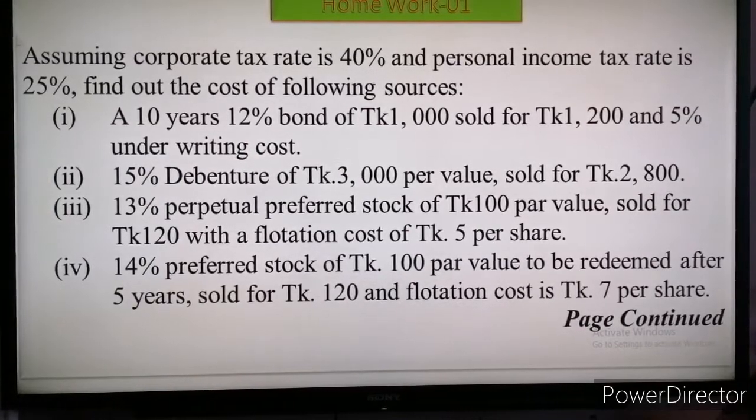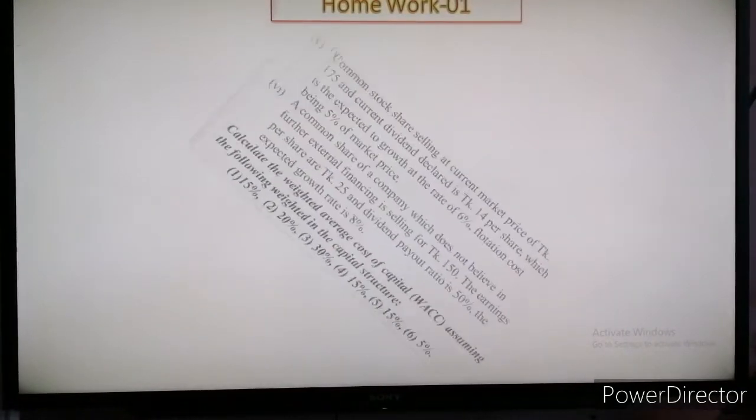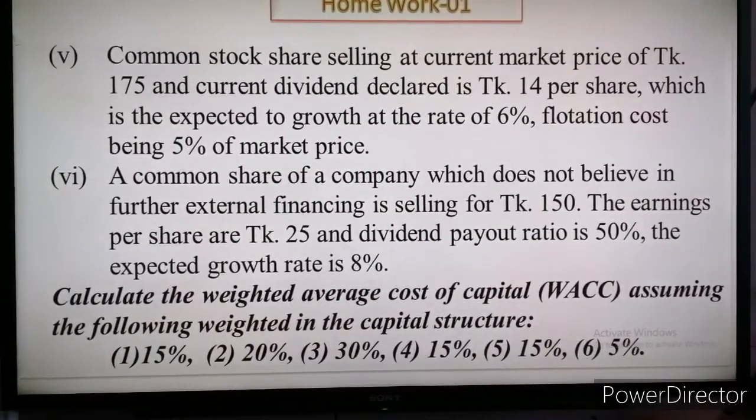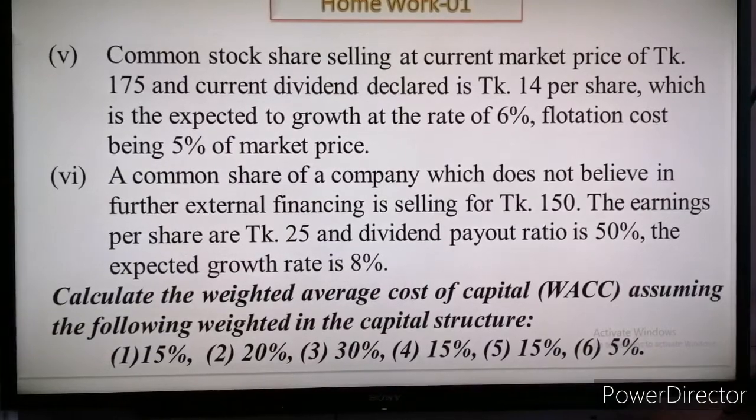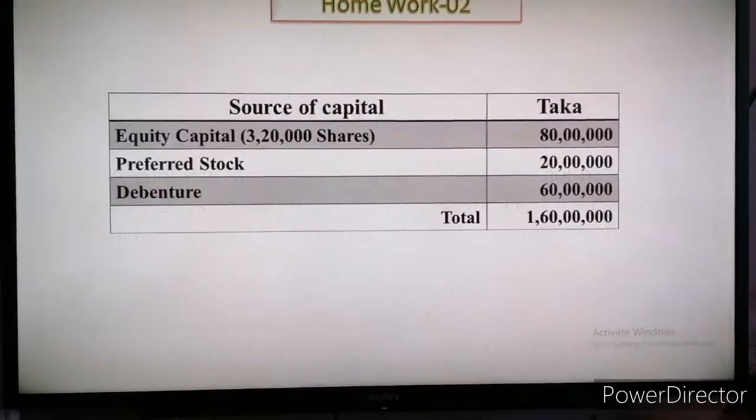Number 2, 50% debenture of taka 3000 par value sold for the same as 1. Number 3, 30% perpetual preferred stock of taka 100 par value sold for taka 120. A flotation cost is taka 5 per share. This is perpetual preferred stock, KP. In this way, you have to solve all the problems, and this will be the cost, this will be the weight. Weight multiplied by cost will be the weighted cost, and you know WACC equal to total weighted cost multiplied by 100.